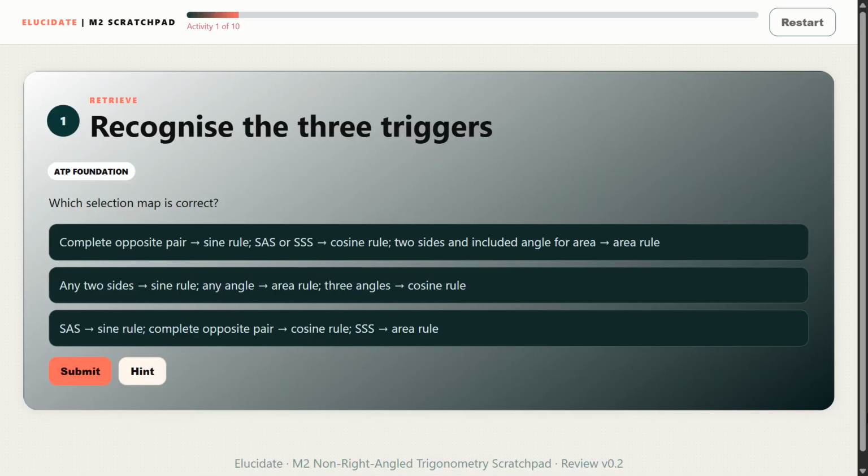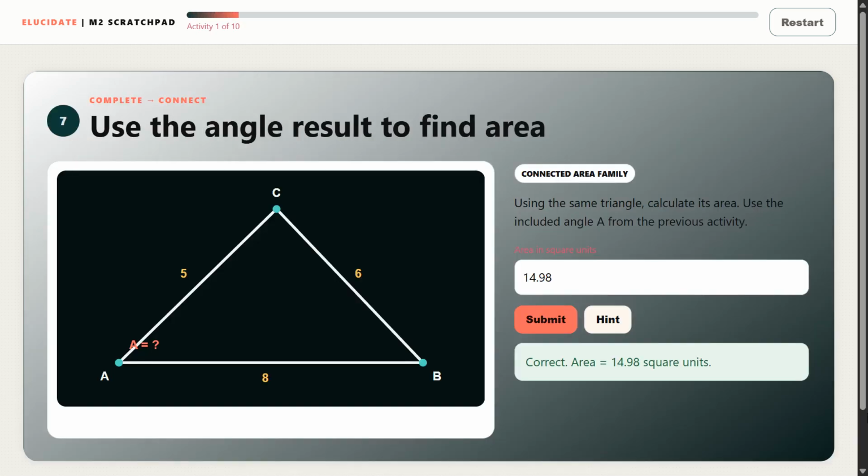In the scratch pad, two sides and the included angle build the area. The question asks, using the same triangle, calculate its area. The answer is, area equals 14.98.